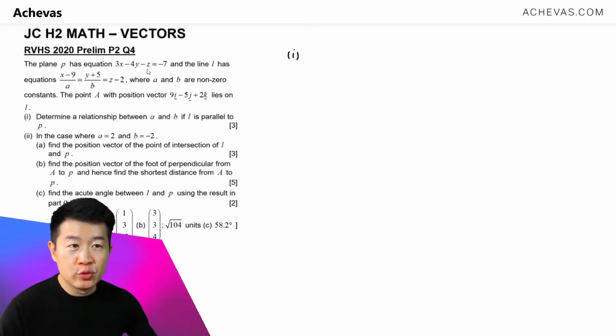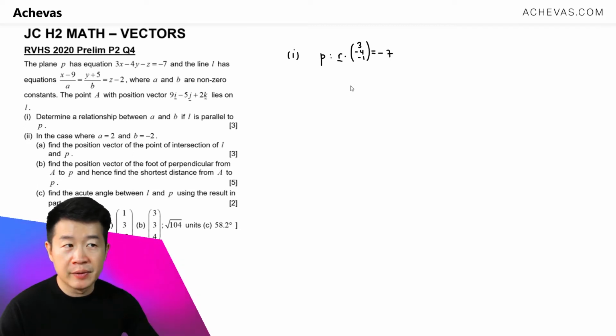The first thing that we should try to do is to convert the equation of the plane from the Cartesian form to the dot product form. And the equation of plane P will be r dot, the normal vector will be (3, -4, -1). So (3, -4, -1), and this is equal to -7.